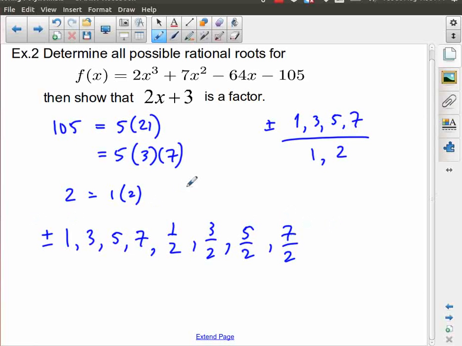So there's our first part. List all the possible rational roots. That's not so bad. Now, if I had to apply all of these to f of x, that would be pretty tough. But what about this one? I have 2x plus 3, which is the same as, if I factor out that 2, that's the same as x plus 3 over 2.